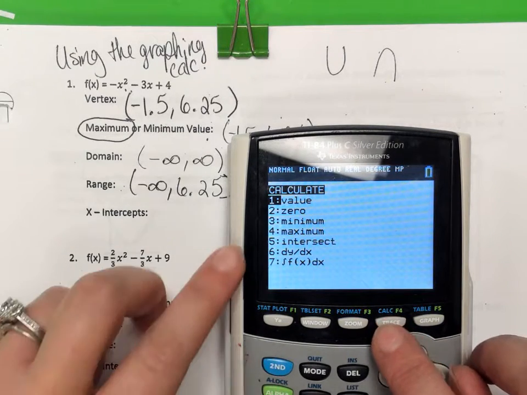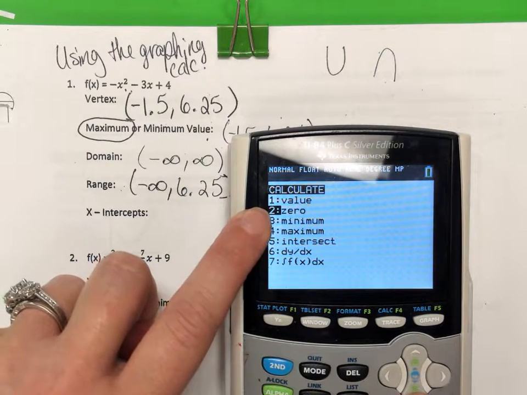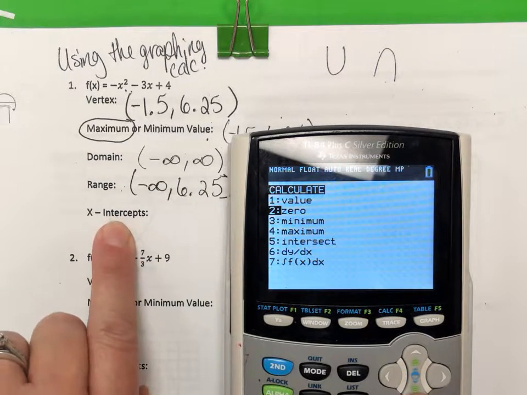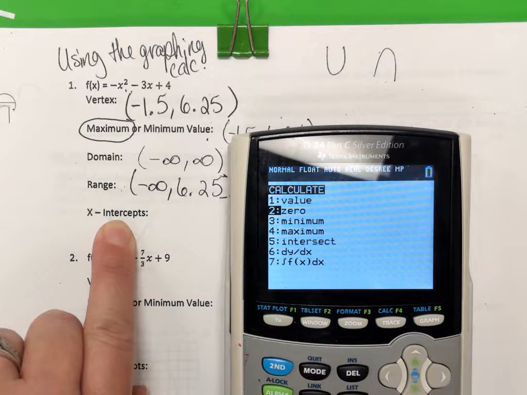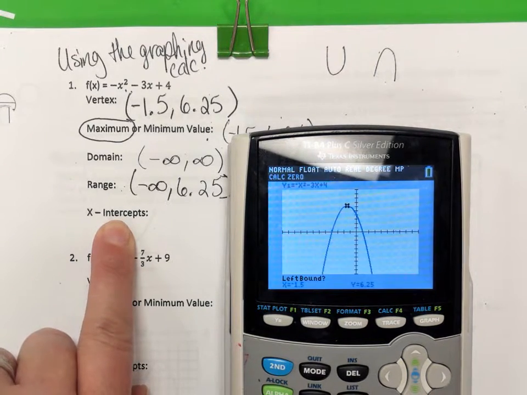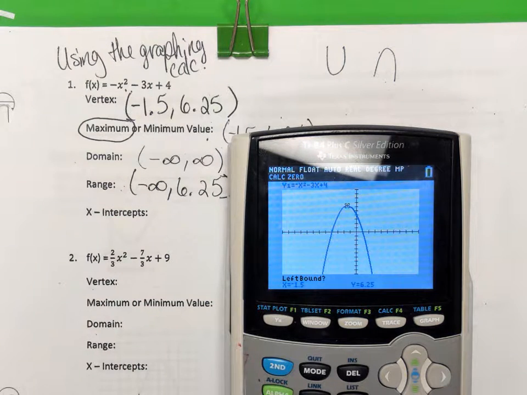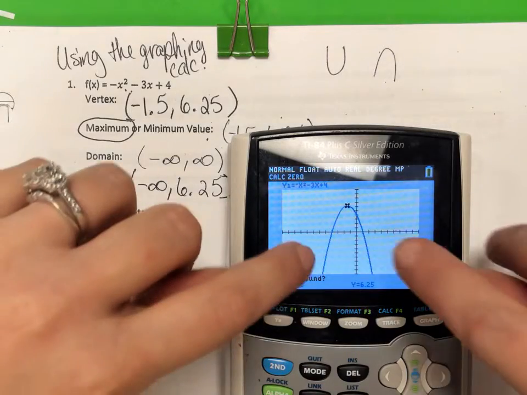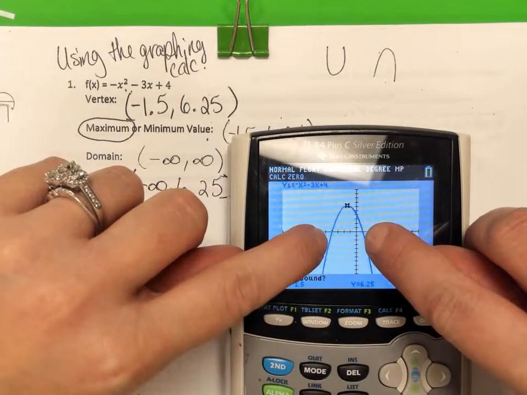Do you see number 2, how it says zeros? Remember, anytime we see that word intercept, what's it mean? 0, okay? So this time you're going to go down to number 2 and hit enter. Don't hit any buttons. It's okay if your cursor doesn't come to the same place as mine. So what are x-intercepts? X-intercepts are where it hits the x-axis, right? Do you see these two places where it hits the x-axis?